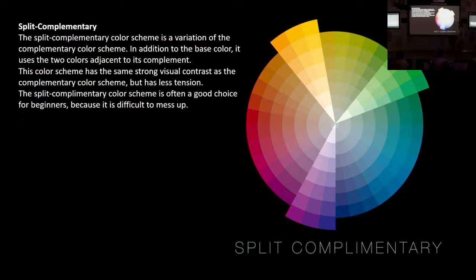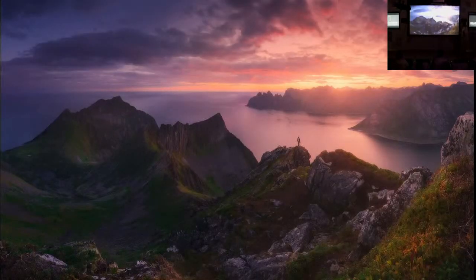A little bit more difficult already, you have three colors, but it probably looks like this. This is Senja Island in Norway. And you can already see pink color, magenta, and green. So, split complementary colors.